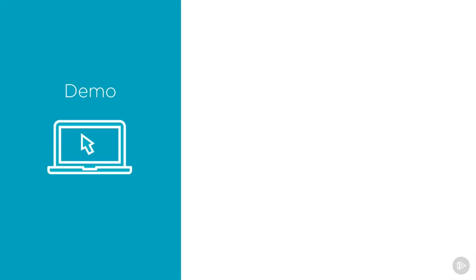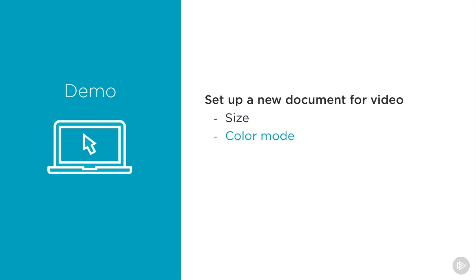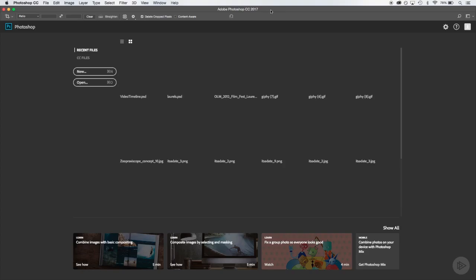Now that we understand how to use the timeline, we're going to get started on our video editing project. First thing we must do is correctly set up our new document. In this video, I'm going to show you how to set up a new document for video, what size you should be working in, and what color mode to use. Then, I'll briefly go over what you need to know about different video formats, and we'll also learn a little bit about frame rates. Okay, let's get started.